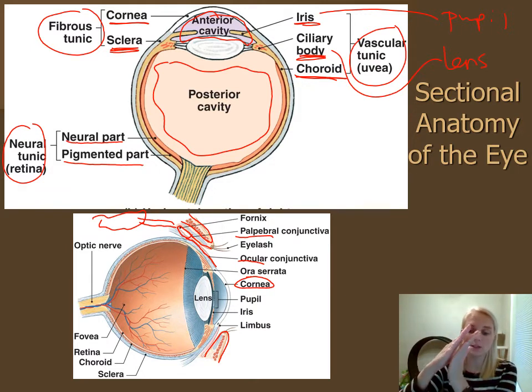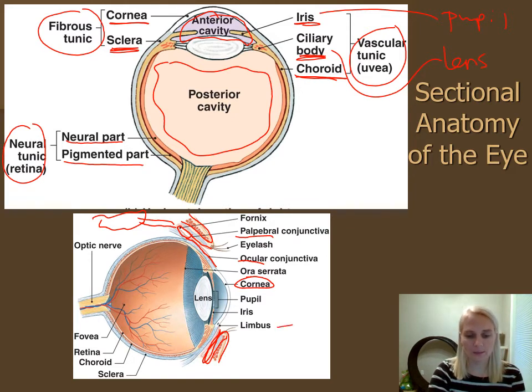And what that allows is, instead of the skin and muscle of the eyelid rubbing up against the connective tissue of the sclera, it's these two smooth, flat epithelial layers rubbing up against each other, which reduces friction and is lubricated by the tears. And you have the same thing down here. You'll have a palpebral conjunctiva and ocular conjunctiva on your lower eyelid as well.